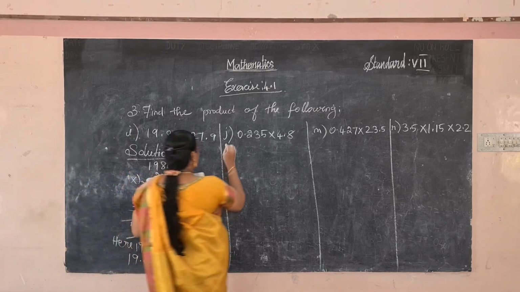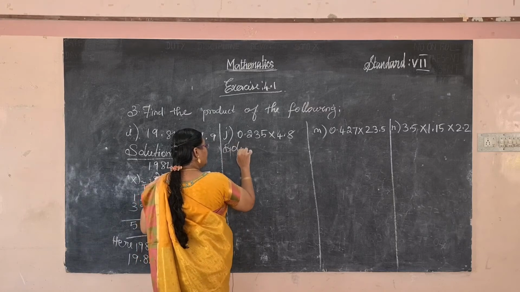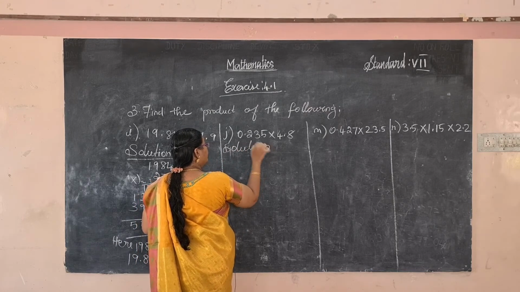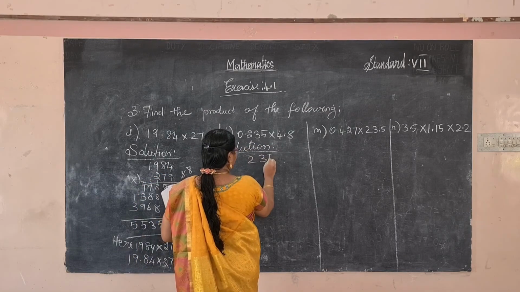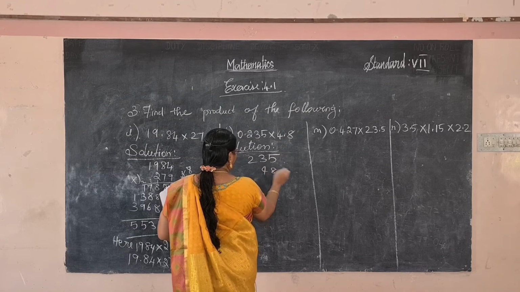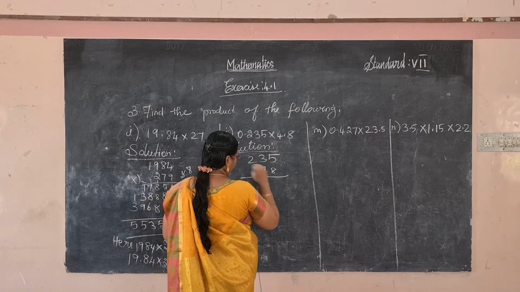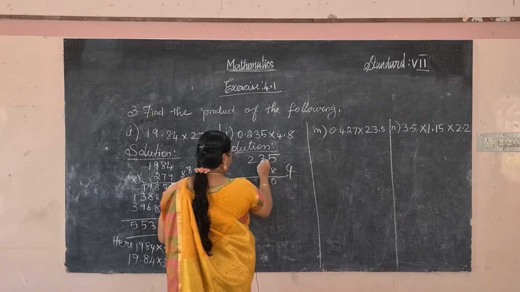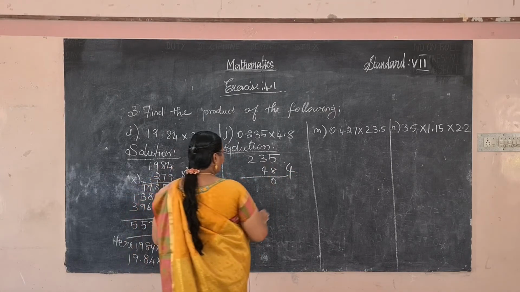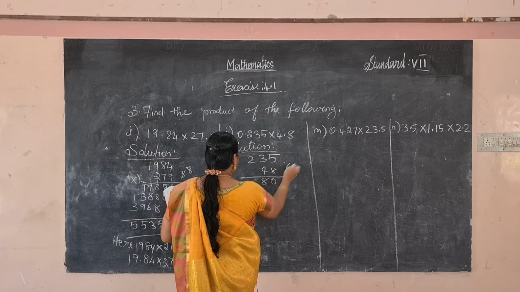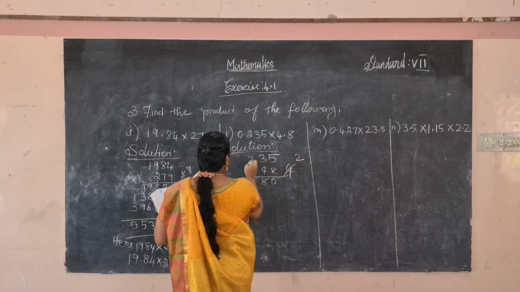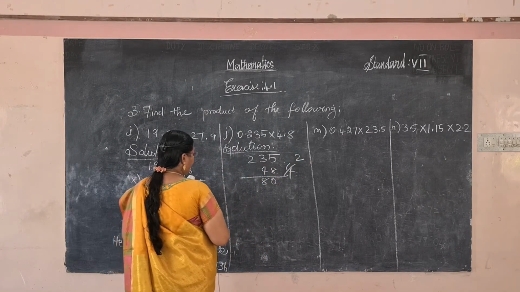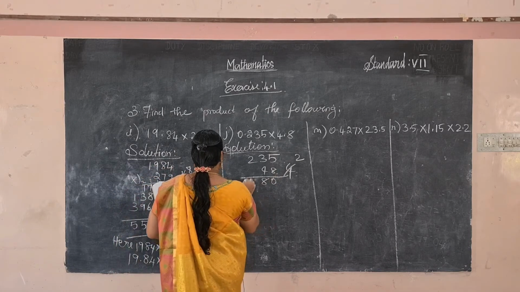536. Now see the next one. Solution: 235 times 48. Okay. 8 5s are 40, 4 remaining. 8 3s are 24, 24 plus 4 is 28. Remaining 2 only. So 8 2s are 16 plus 2 is 18.